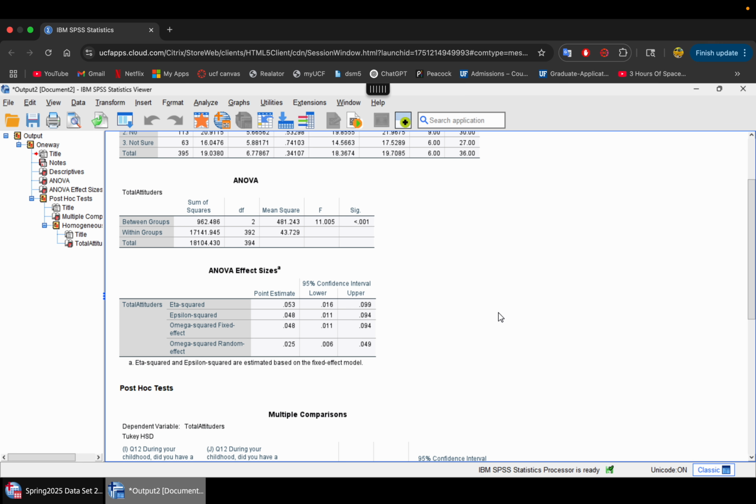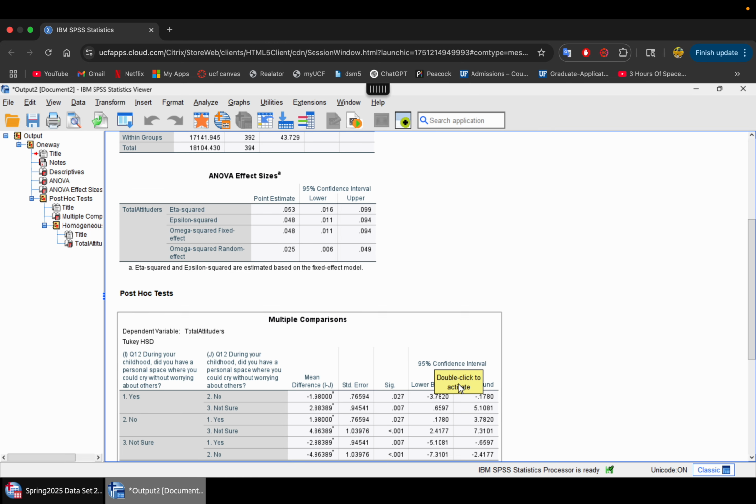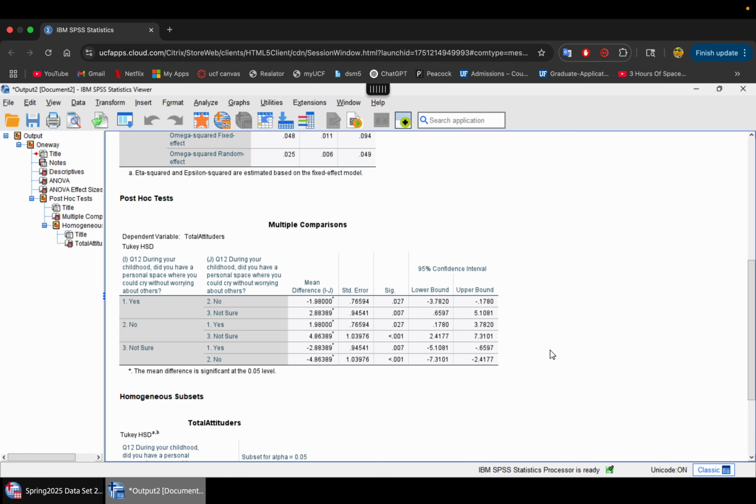This box, we're going to be looking at the significance, which is less than 0.05. Therefore, it is significant. The degrees of freedom is 2 between groups, and then within groups, it's 392, and the total is 394. And then our F value is 11.005. I don't know if I said that already, but I'm going to say it again. And then down here, we're looking at multiple comparisons.